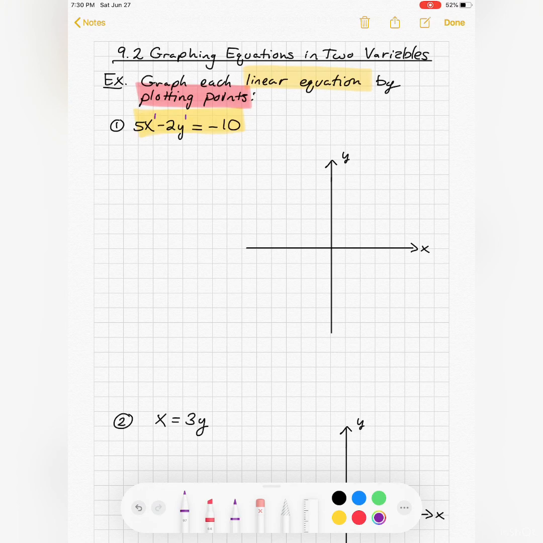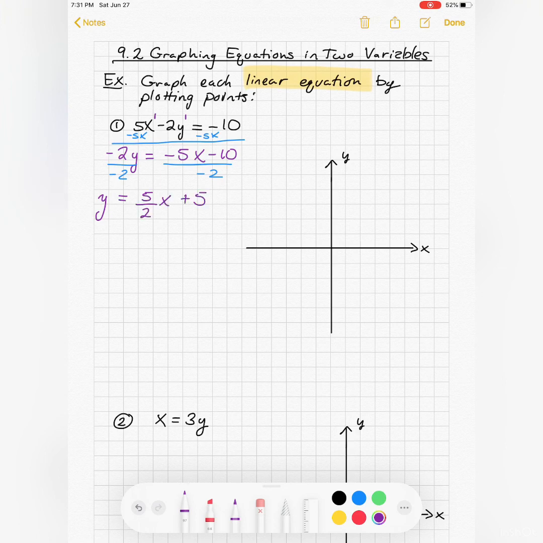So maybe it would be useful first if I go ahead and solve the equation for y. Okay, so what I did there, I went ahead and subtracted the 5x on both sides. Then let me go ahead and divide by -2. Okay, now I'm going to make a table of values here.